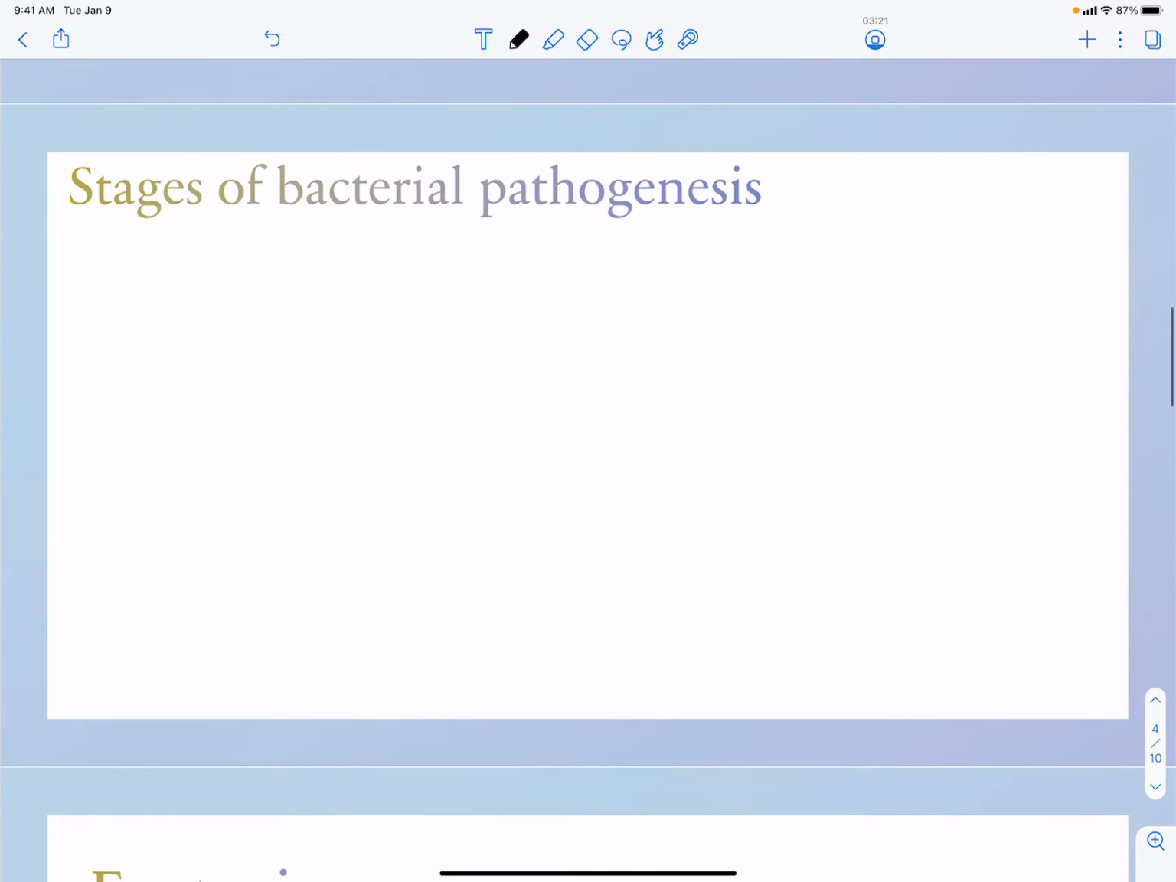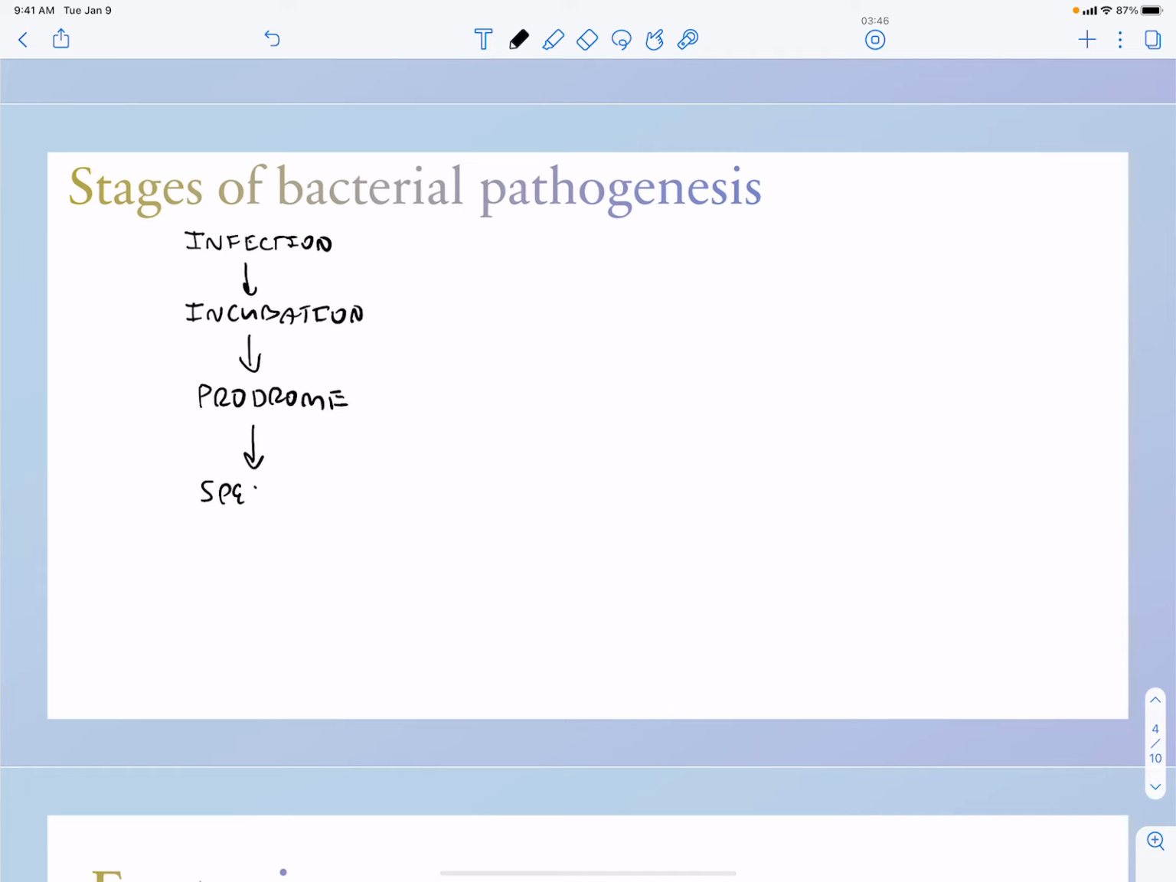So now the stages of bacteria pathogenesis is going to be an infection, which then has a period of incubation. That leads to a prodrome. And then you have a specific disease. And then you have different outcomes.